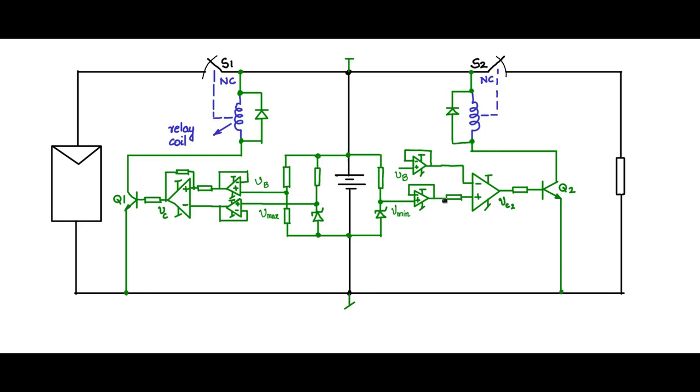Now this portion of the circuit, how does it operate? When VB goes less than Vmin, VB connected to the minus terminal goes less than Vmin, and this will go high. When this goes high, Q2 goes on. When Q2 goes on, this relay is energized. When this relay is energized, S2 opens. So when VB goes less than Vmin, we want S2 to open, and according to our logic, S1 to be closed so that the battery is getting charged. So that is the logic that works here.